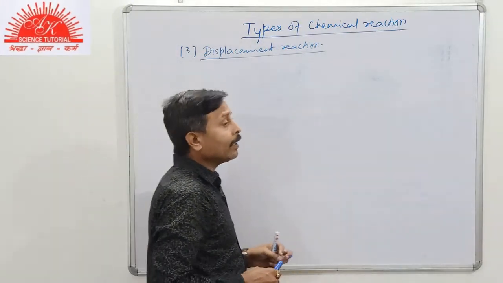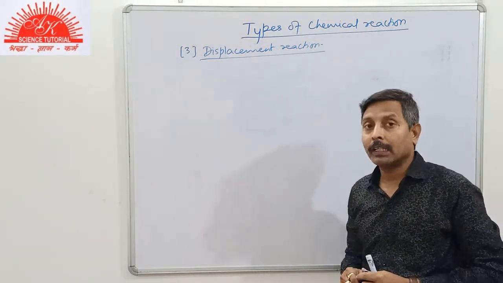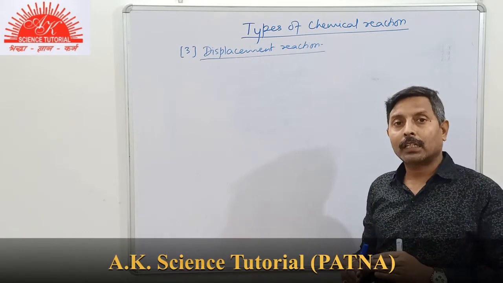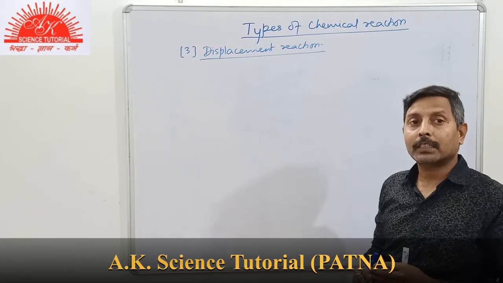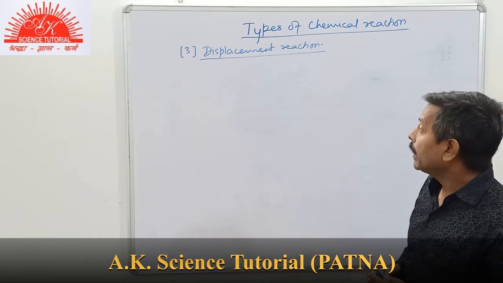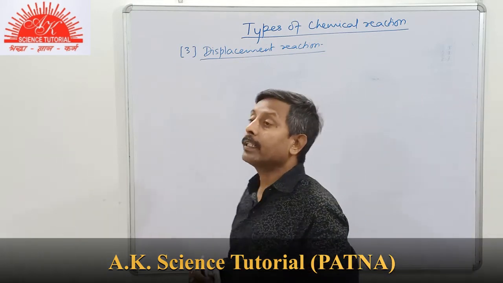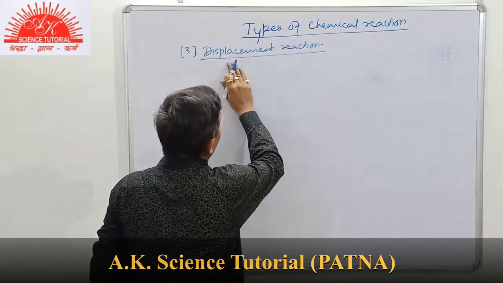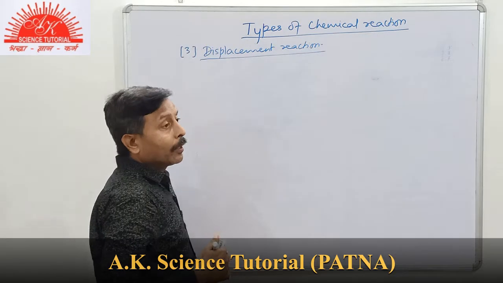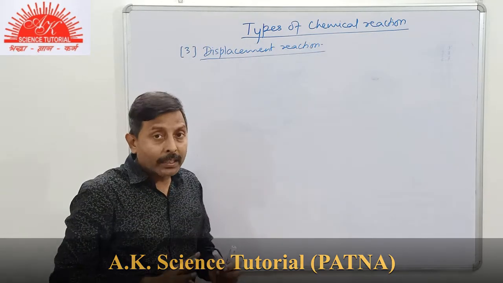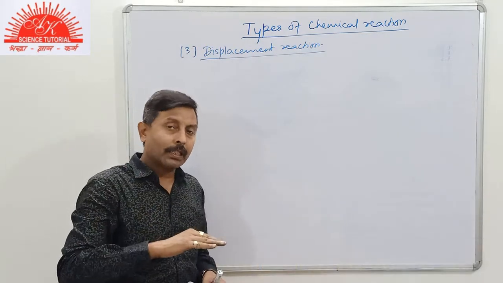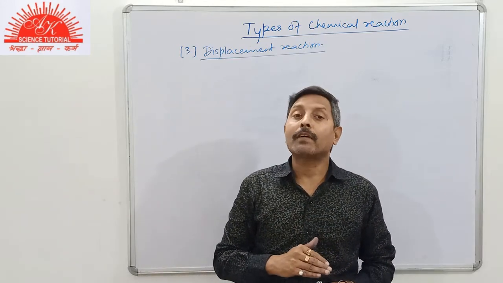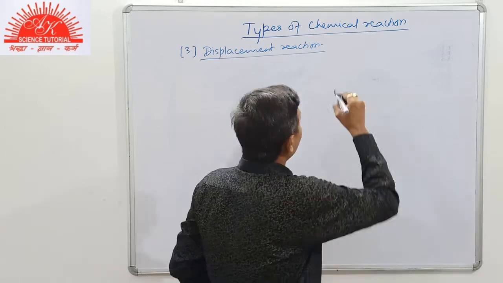Students, in the previous part we have studied different types of chemical reactions, that is combination reaction, decomposition reaction and their types. Now there is another type of reaction that is called displacement reaction. As the name suggests, displace means the more reactive element will displace the less reactive element from its compound. This type of reaction is known as displacement reaction.